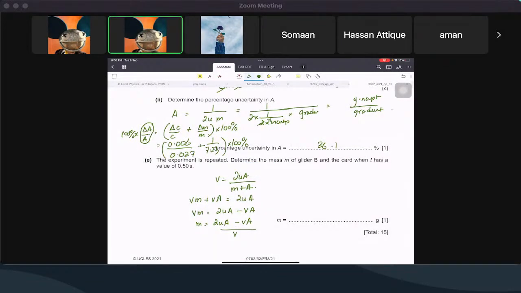Then finally you get this equation, and now you just need to put in the values. Okay, let's do that now.